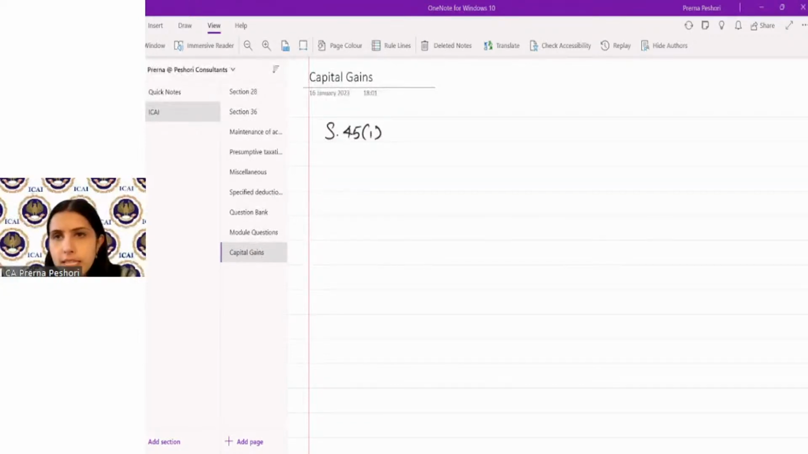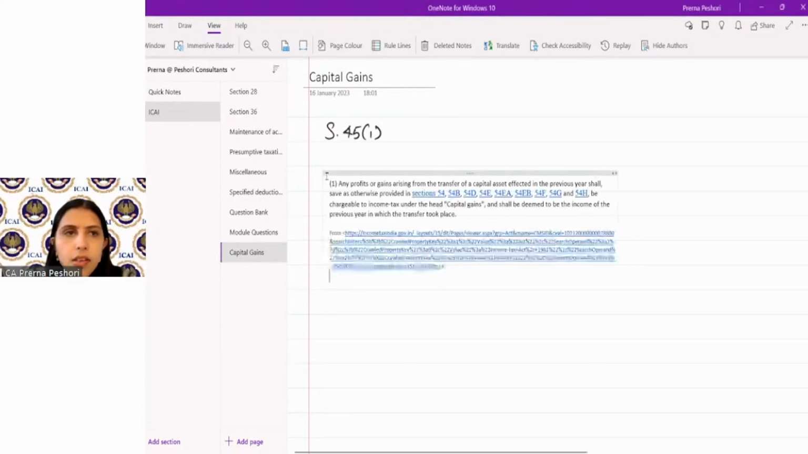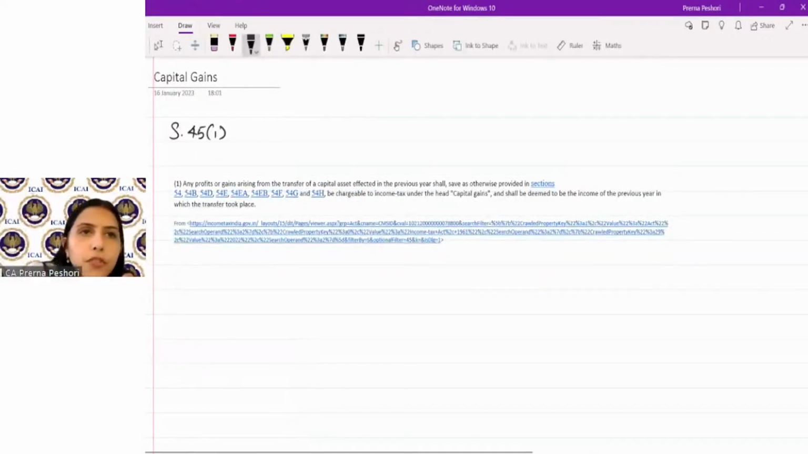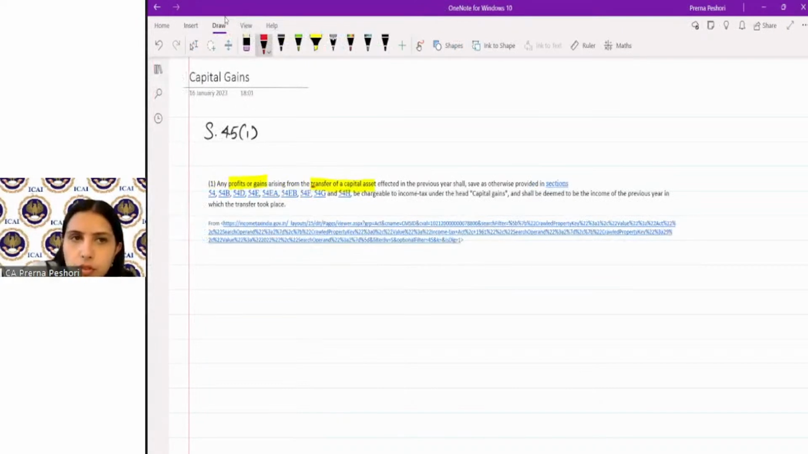Now, what does 45(1) say? 45(1) is in respect of the general charge under the head capital gains. And what does it provide? Let me put up the bare text of the section. Any profits or gains arising from the transfer of a capital asset. Here, two things are very important: transfer of a capital asset.